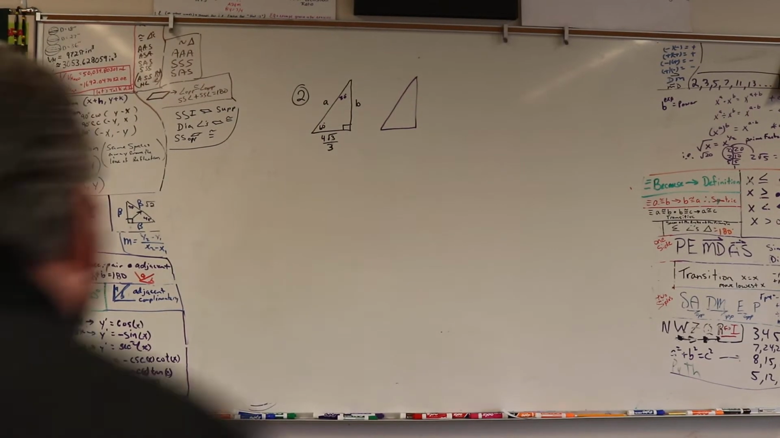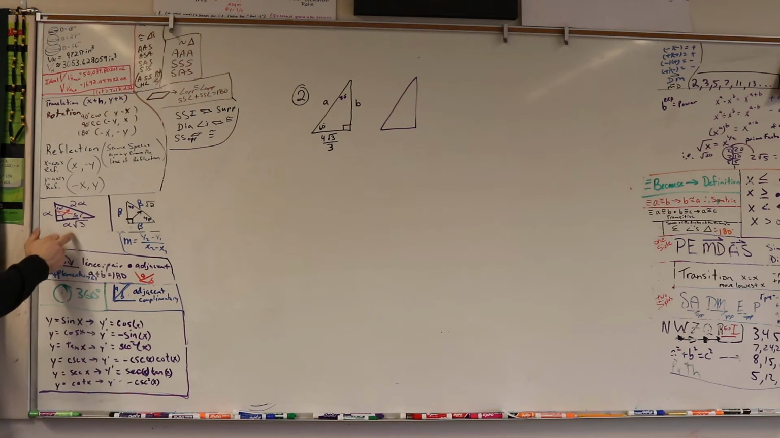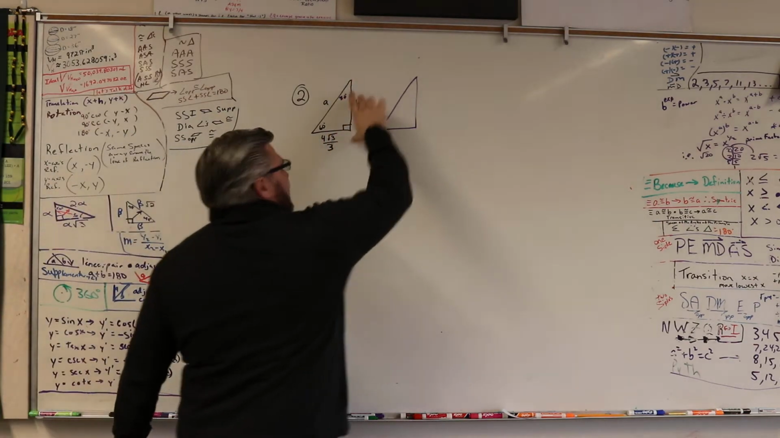Okay, so this 30, 60, 90 is on your cheat sheet, right? It should be on your cheat sheet. And this is the 30, 60, 90, this is the 45, 45. But I need to rewrite it so it looks just like this one.